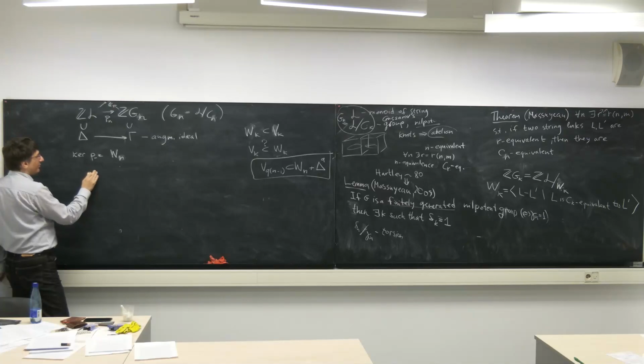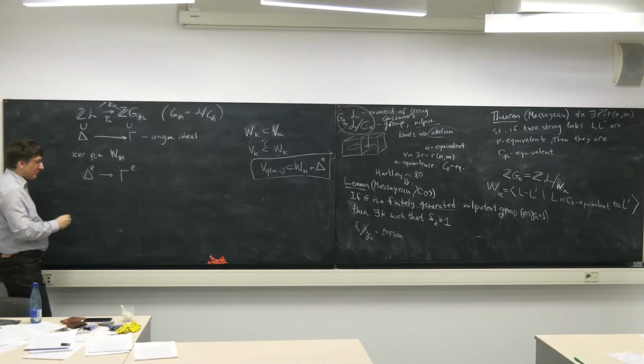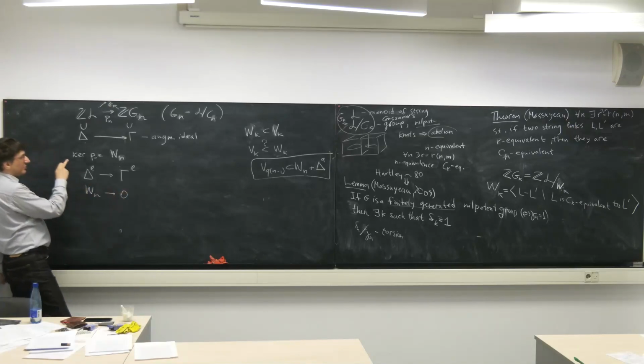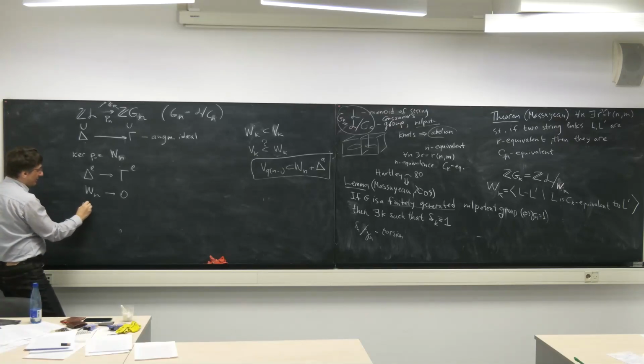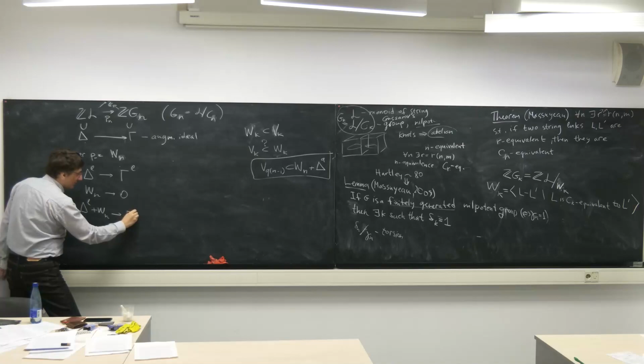So how about this? Delta L goes to gamma L, because delta goes to gamma. Also, Wn goes to 0, because this is the kernel of this map. So, delta L plus Wn goes to gamma L.